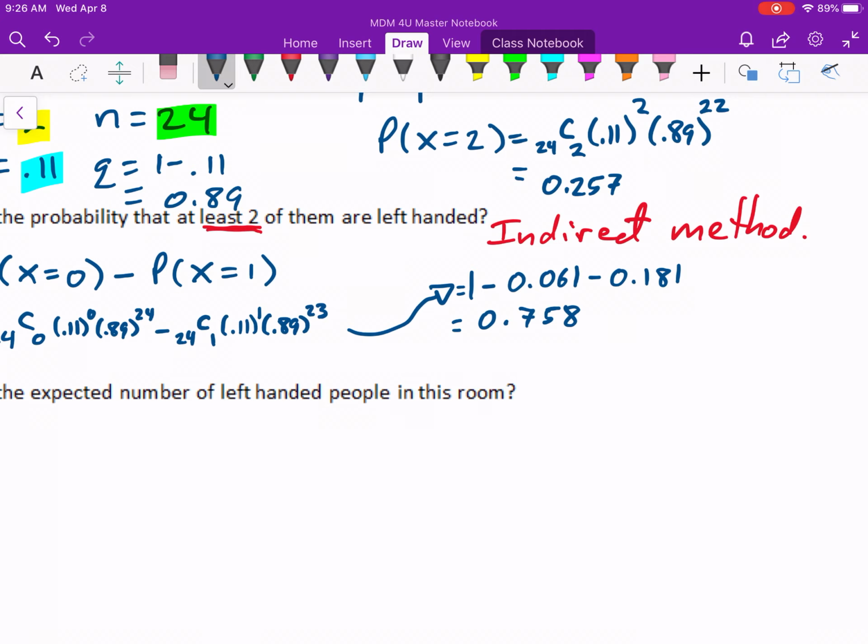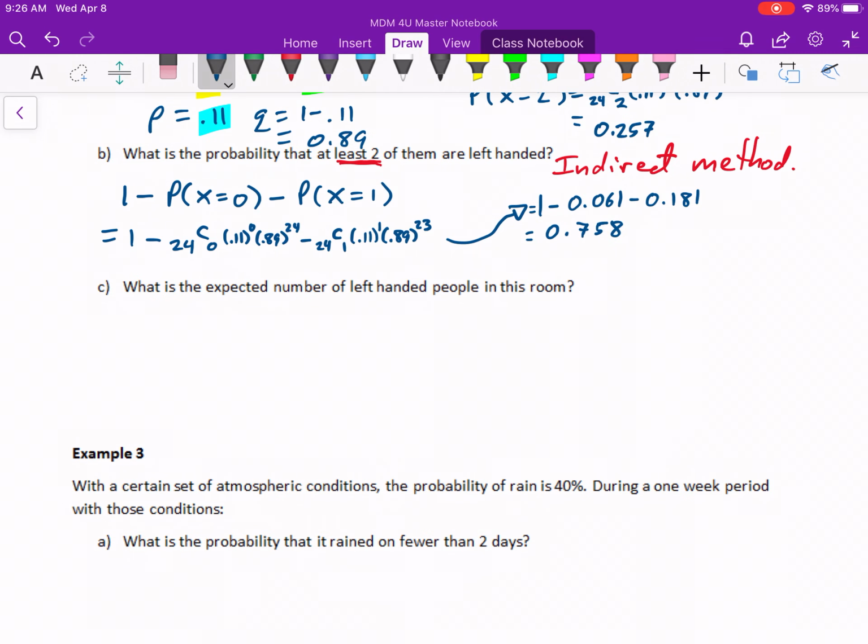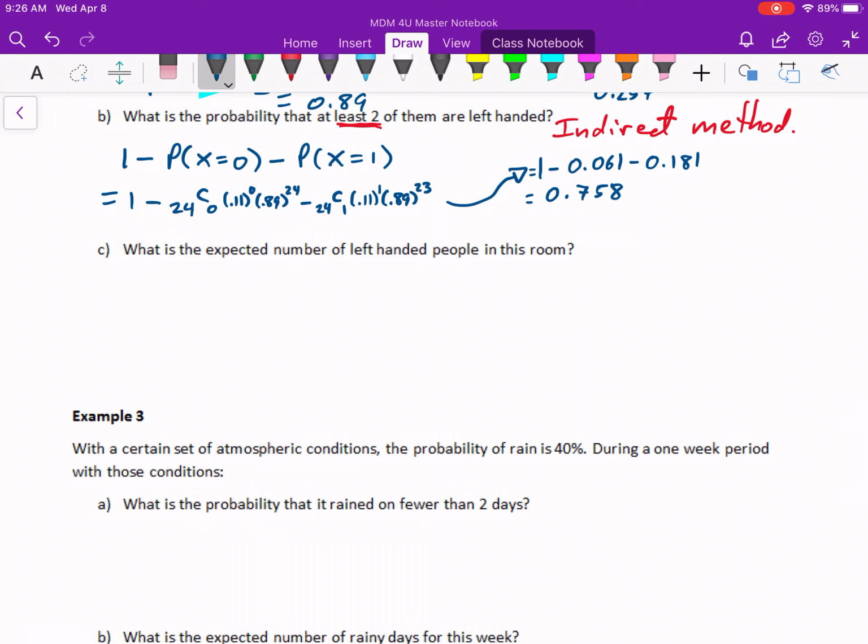So that makes sense again, right? If there's 11% probability any one of them is going to be left-handed, and there's 24 people in the room, just some simple math tells me that I would expect about 2 or more. So let's actually do the expected value, though. And again, we have that really simple calculation. It's kind of intuitive, in fact.